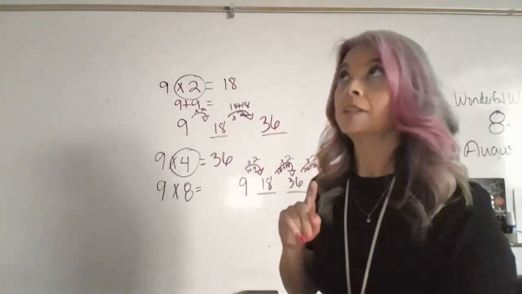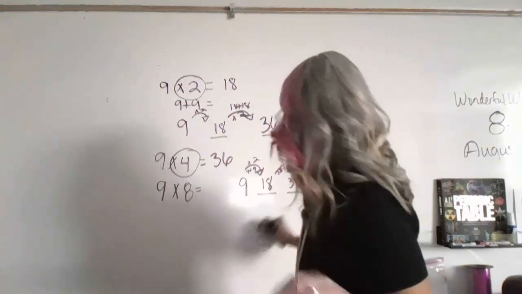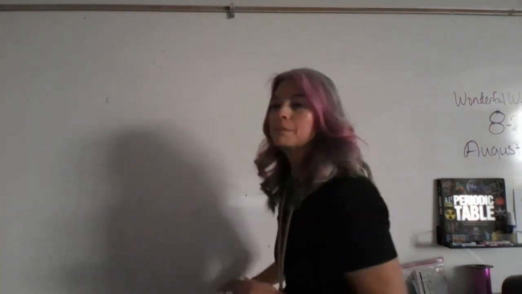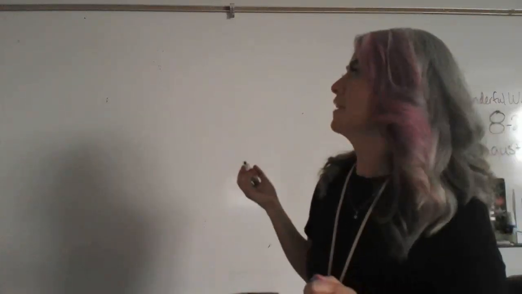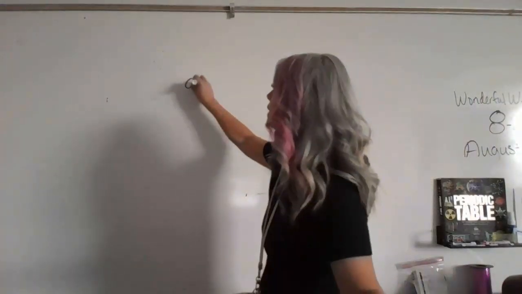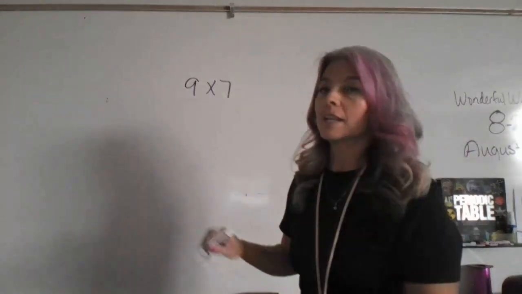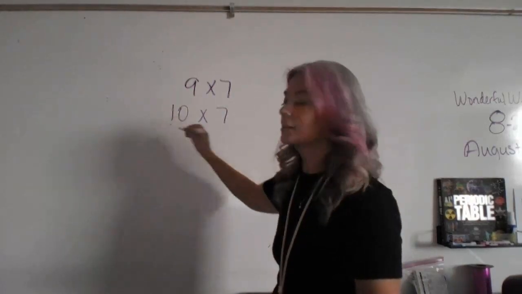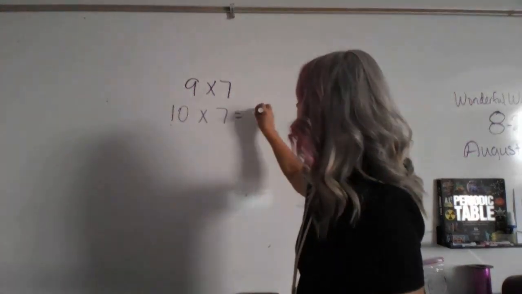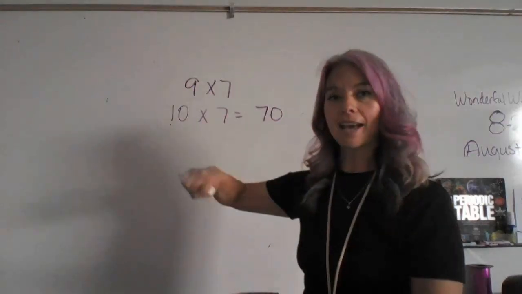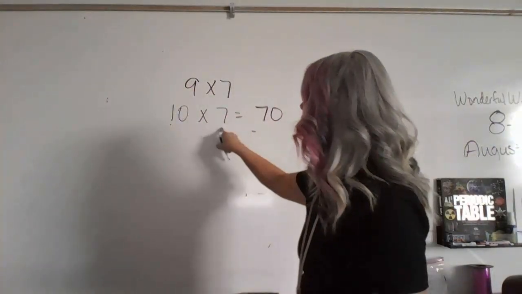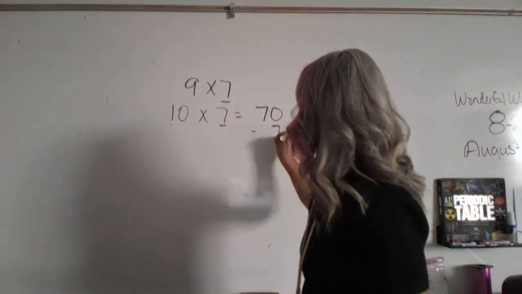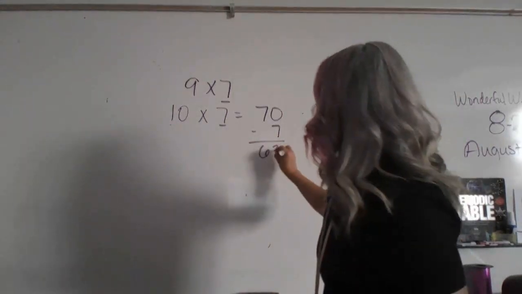For our 9's, we have another strategy, and that is called build down. We're building down from our easy facts of 10. If I have the math fact of 9 times 7, I'm going to think 10 times 7, because our 10's are pretty easy. 10 times 7 is 70, and I'm going to build down, so that means I'm going to subtract. This is the number I'm subtracting: it's the digit I'm multiplying by 9 over here. So 70 minus 7 is 63.